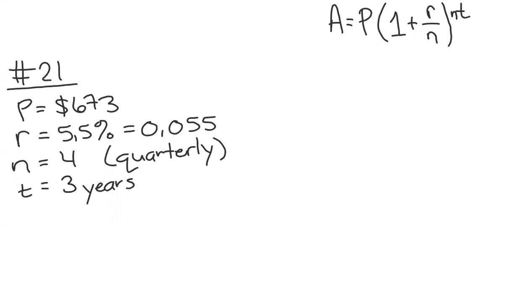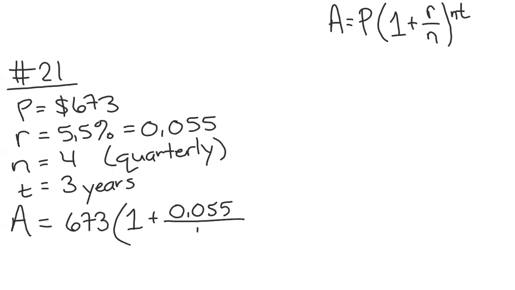So for our compound interest formula, they're asking us for the future value, right? So A equals 673 times 1 plus the ratio 0.055 divided by 4 raised to the exponent of 12, because N times T is 4 times 3, which is 12.